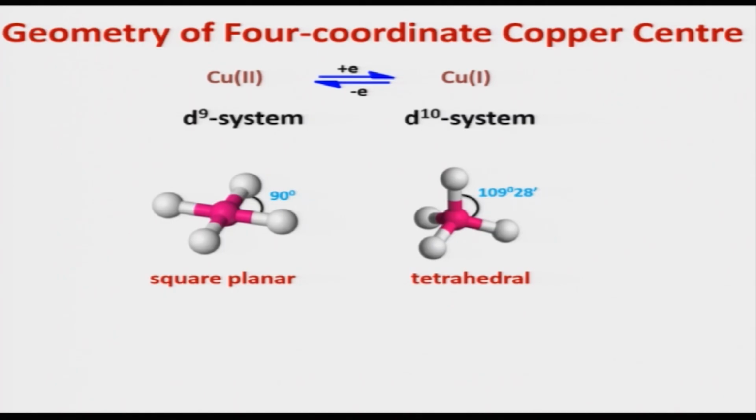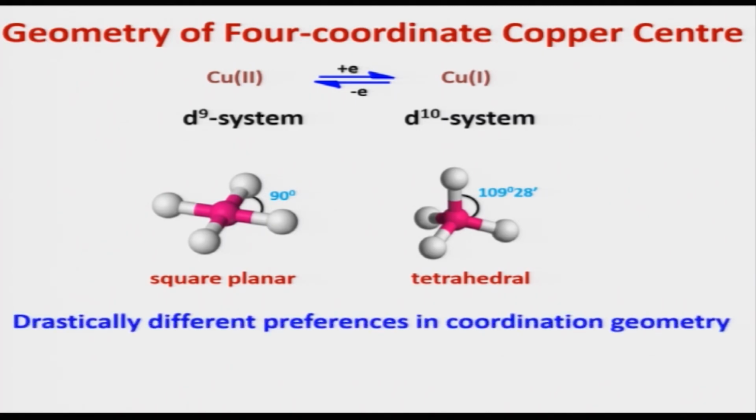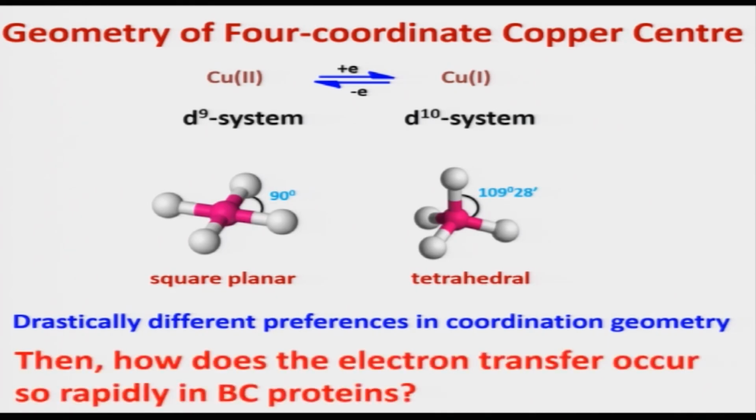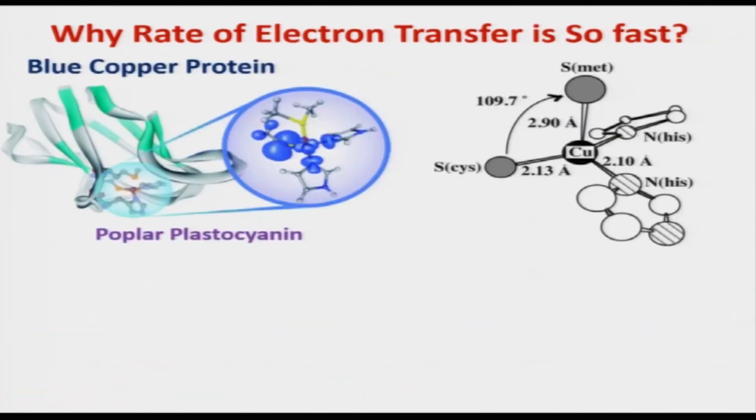Changing from square planar to tetrahedral and tetrahedral to square planar is a drastic geometrical change. So, there is a drastically different preference in the coordination geometry, and if this is so, then how does electron transfer occur so rapidly in blue copper proteins?